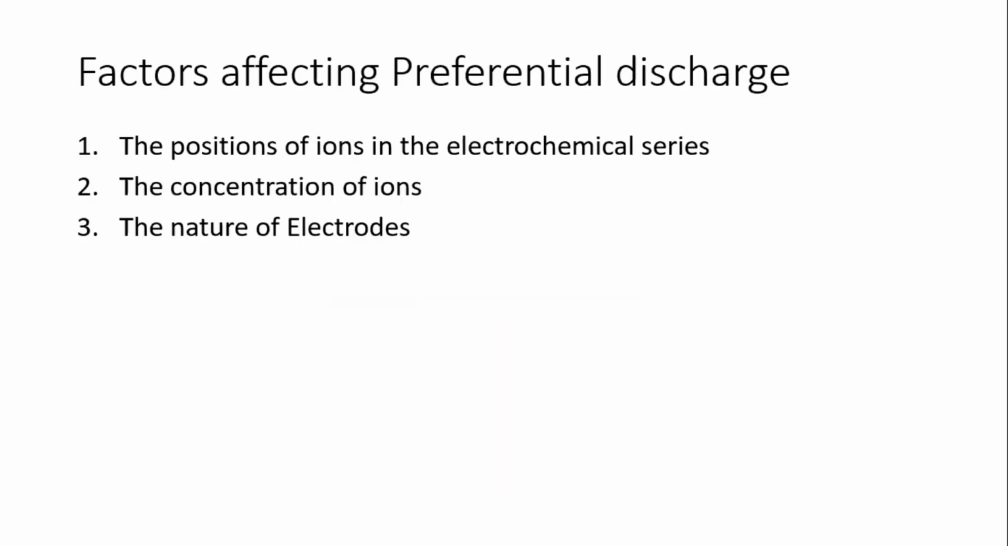Now, when these ions migrate to the respective electrode, there are some factors that will determine which ion is preferentially discharged. And the factors are: number one, the position of ions in the electrochemical series. Number two, the concentration of ions. And number three, the nature of the electrode. We are going to study this systematically, and in the course of this tutorial today, you are going to be learning a lot of things in each of these factors.